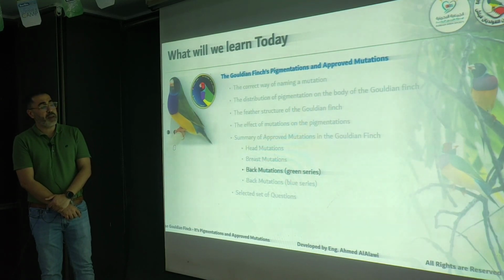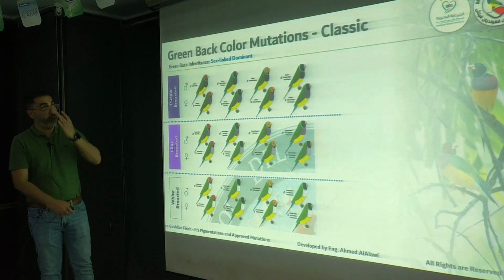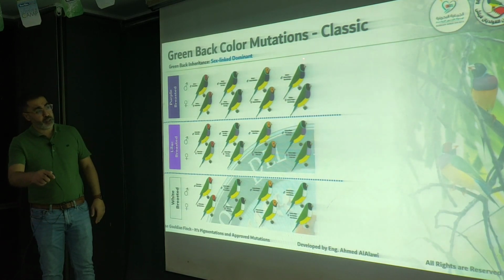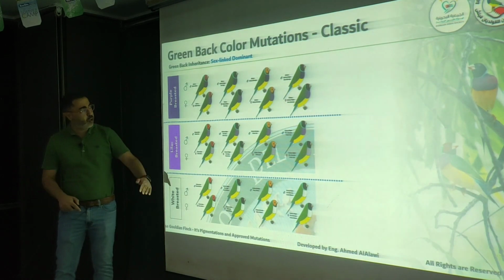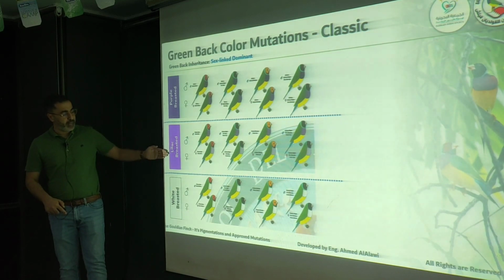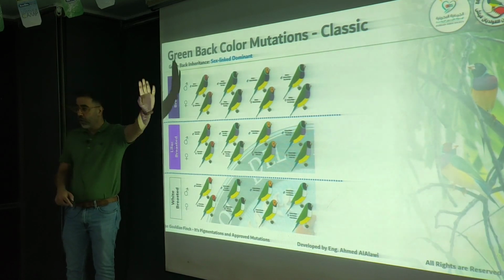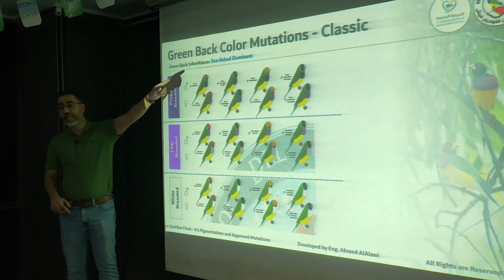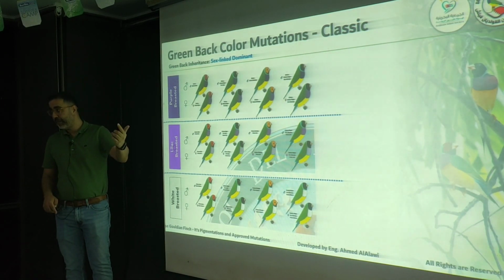Okay, now let's talk about the greenback series. First, the classics. This one is yellow tip beak, yeah? This is all yellow tip beak. Red, black, orange, and there you go. Here we have the purple breast, lilac breast, white breast. All of this, when I'm talking about the greenback, is sex-linked dominant. Okay?